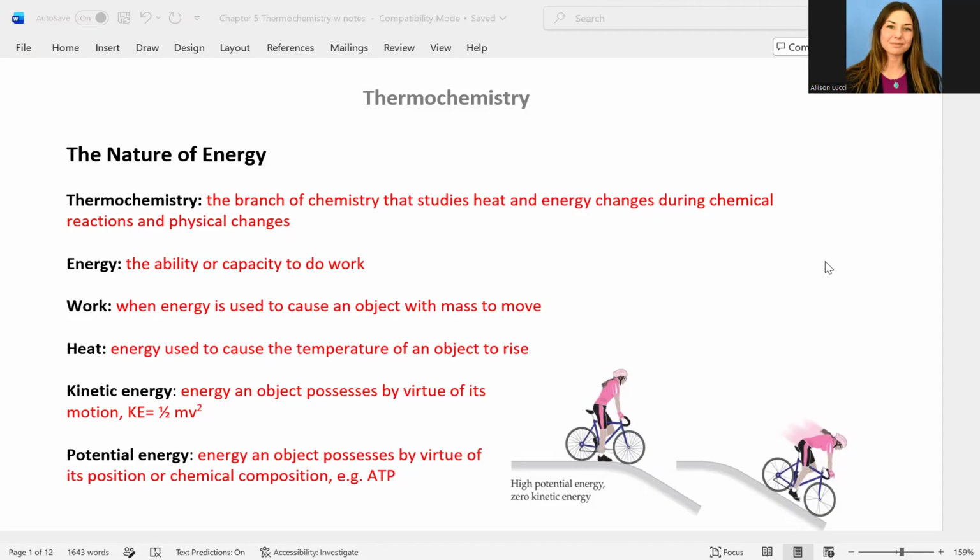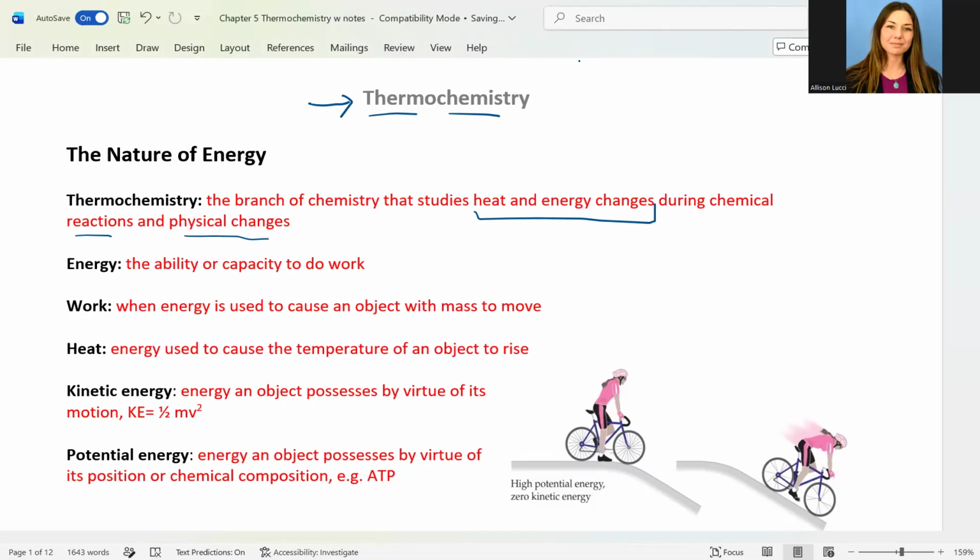In this chapter, we're going to introduce the topic of thermochemistry. If we were to define thermochemistry, we could say that it is the branch of chemistry that studies heat and energy changes during both chemical reactions and physical changes, so things like phase change, for example. The main topic that we're going to discuss here is just the nature of energy.